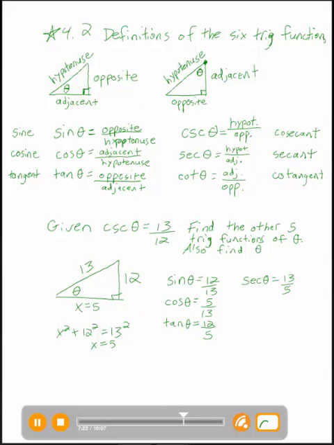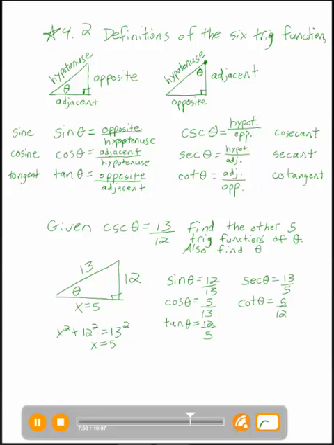Notice that that's just the reciprocal of the cosine of theta. And the cotangent of theta is going to be 5 over 12, which is the reciprocal of the tangent of theta, or you could do it by its definition of adjacent over opposite, so it would be 5 over 12. Either way. Excellent. So I've evaluated all of the other 5 trig functions using the only information that I was given, the value of the cosecant of theta.